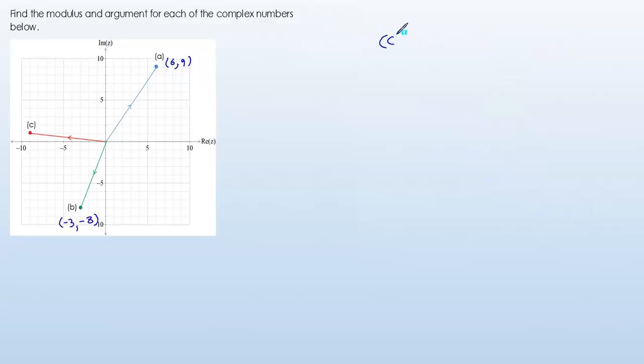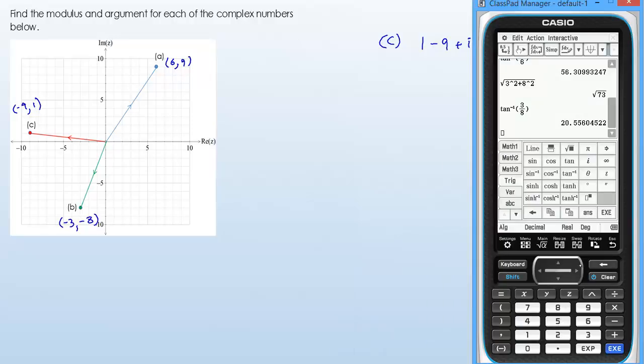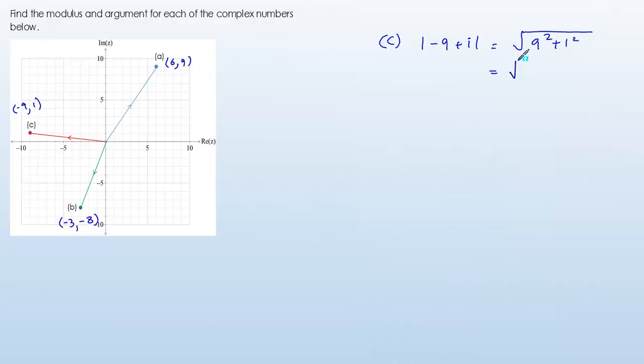Now for part C, the point here is at -9, 1. So the modulus of -9 plus 1i is just going to be the square root of 9 squared plus 1 squared. Let's just do that on the calculator. So the square root of 82. Does it simplify? It should have been standard. And it doesn't. Root 82 doesn't simplify.